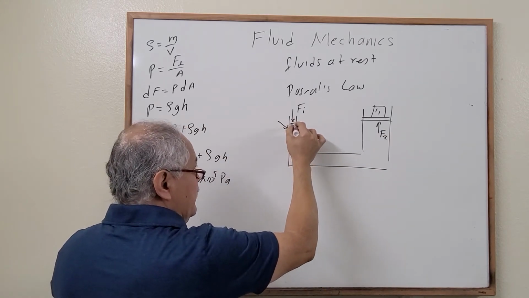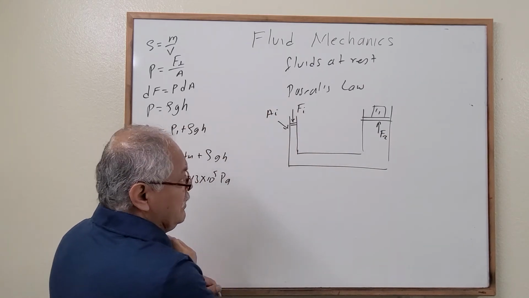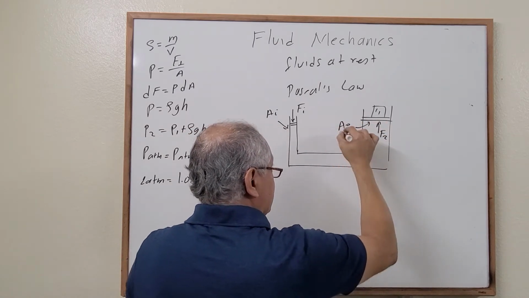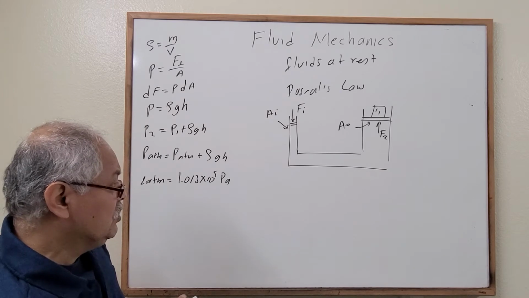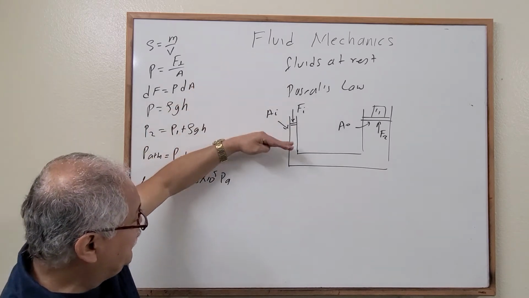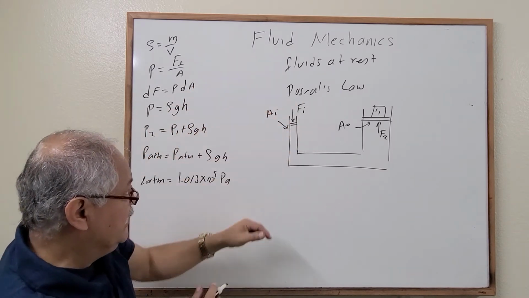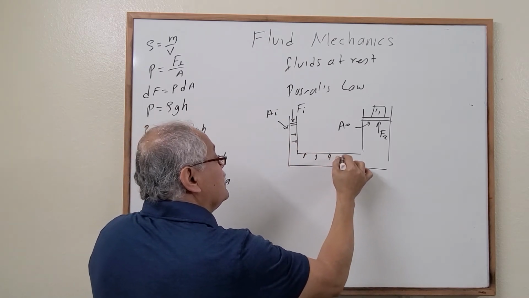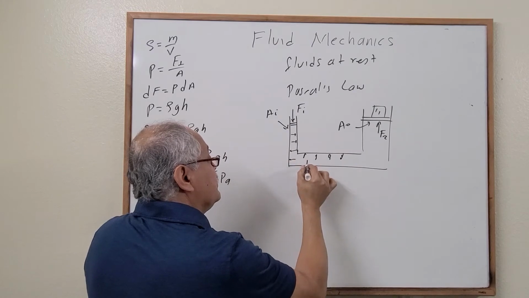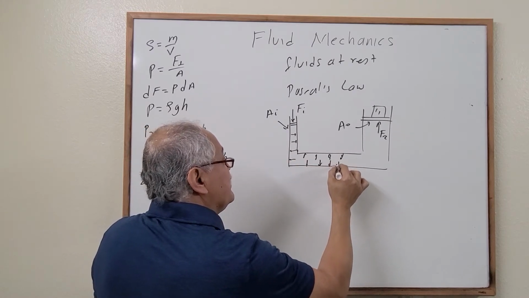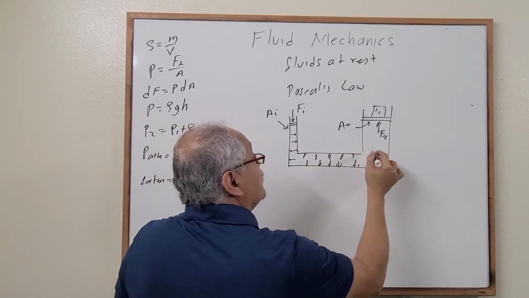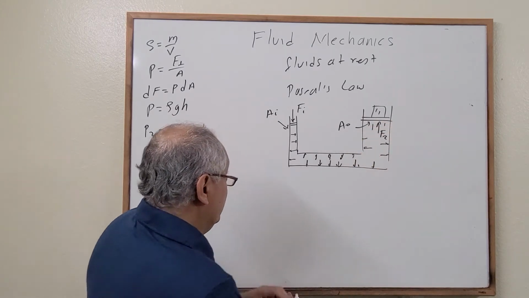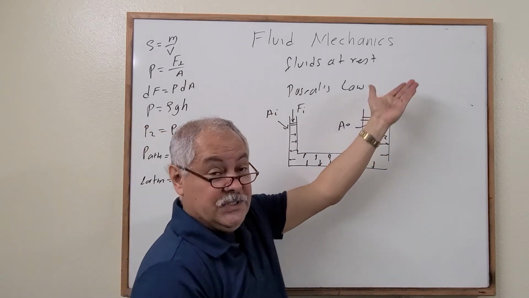Of course, the area of this piston is the input area, and the area of this one is the output area, for example. So if we press this fluid, the pressure is transmitted to all the walls of the container in all directions, perpendicular to the walls, and it is the same. So this pressure is transmitted from this side to the other side.